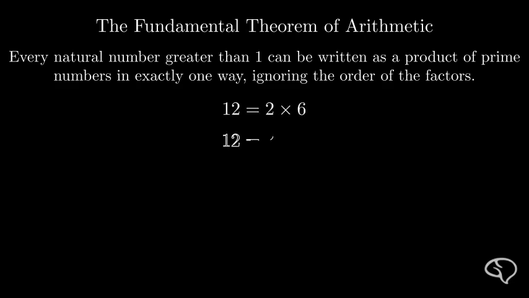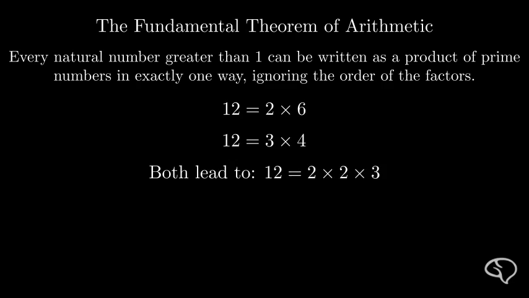You could start with 12 equals 2 times 6, or 12 equals 3 times 4. Either way, you'll find the prime factors are two 2's and one 3. This theorem is incredibly powerful. It tells us that prime numbers are the fundamental building blocks of all other numbers. Think of them like the atoms of the number system.